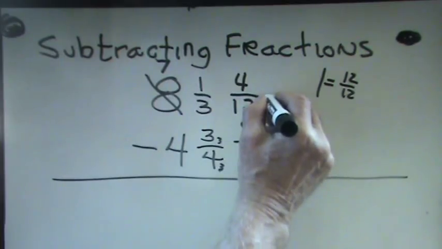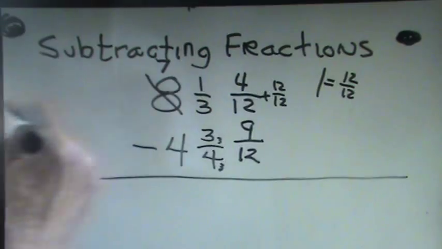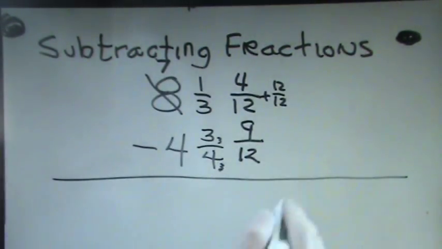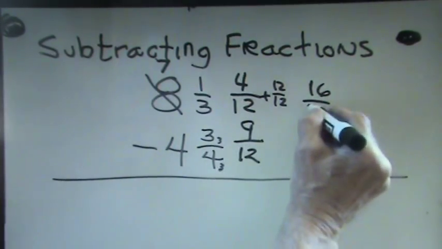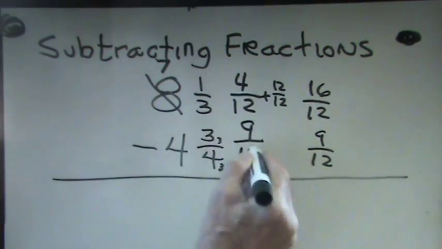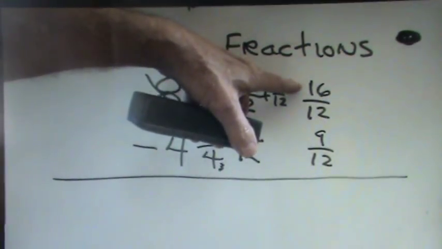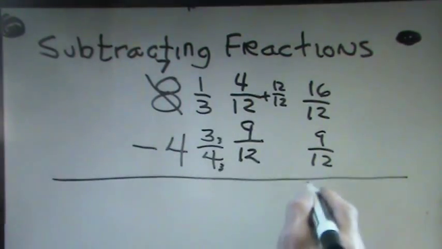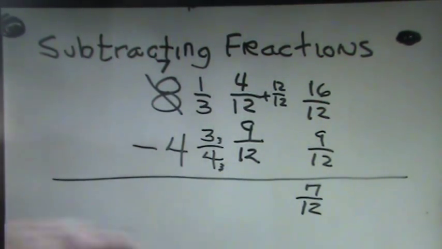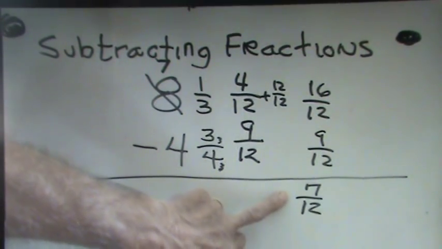Now I can combine 4/12 and 12/12. And if I combine 4/12 and 12/12, it gives me 16/12. And now I can subtract 9/12 from 16/12. Well, 16 minus 9 is 7. So I have 7/12. That's a proper fraction, and it's in its lowest name. So I'm done with the fraction part.